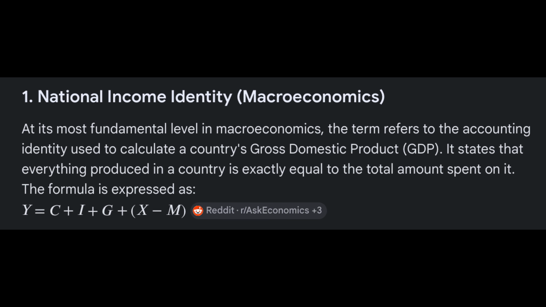GDP equals C plus I plus G plus X minus M. This is what's known as the national economic identity, and it looks like a formula, but it is truly an identity. And this will help to explain how this entire house of cards economy that the United States has built and has thrived on is at the brink of collapse.